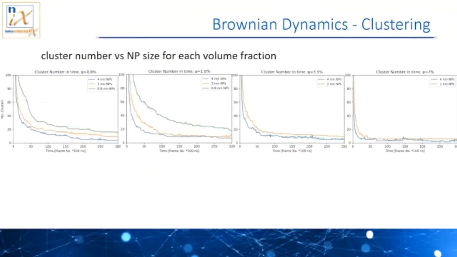The effect of the initial nanoparticle size is shown here. So basically I plot the cluster number versus the nanoparticle size for each volume fraction. You can see that the final stage of the clustering process is reached more slowly in the case of small nanoparticles, but in any of the considered scenarios, the clustering is taking place within the first 2.5 microseconds, and few modifications are observed thereafter.